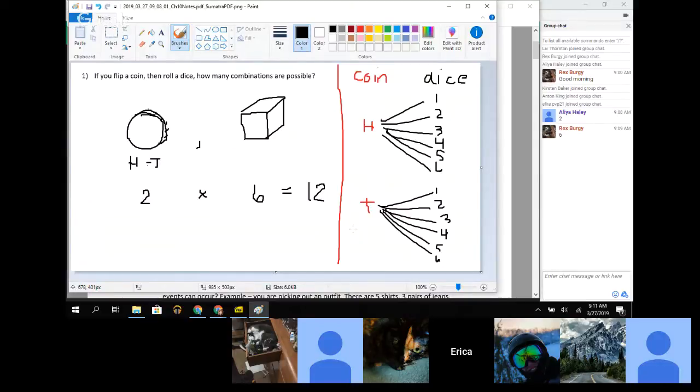Basically your pizza toppings don't depend on what kind of crust you get. I mean, maybe they do in real life, but your pizza combinations, don't worry, don't depend on that. Okay? Does that make sense? I think it's kind of fun.